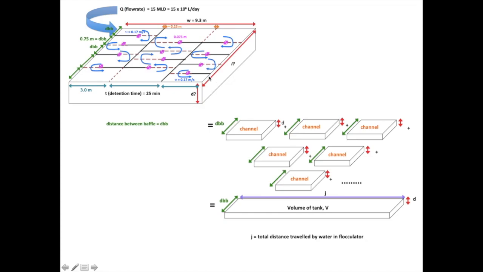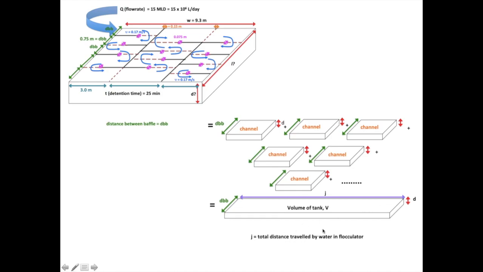As I have mentioned in the previous video, the depth of this flocculation tank is equal to the depth of this long cuboid. So we also know that this depth times G, which is the total distance traveled by water in the flocculator, times the distance between baffles, is equal to the volume of this long cuboid.